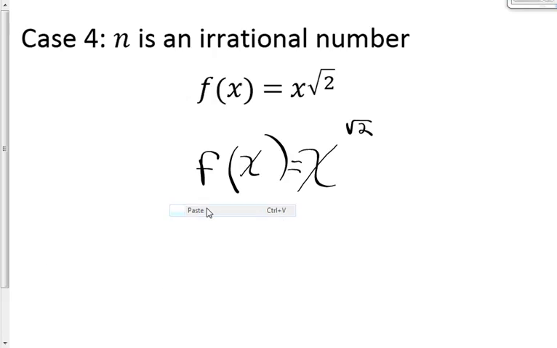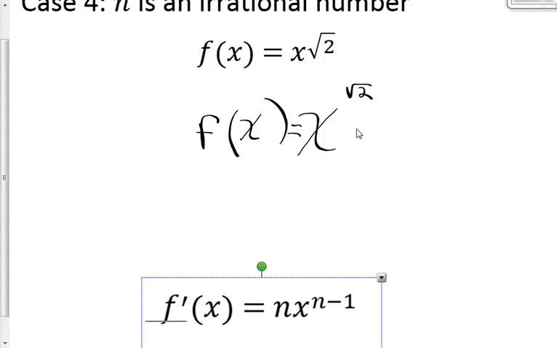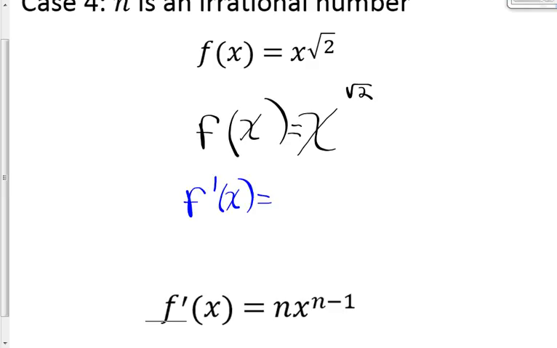Let's see. Here's the power rule again. The power rule says as long as n is a real number, all I have to do to find the derivative, f prime of x, is take n, make it the coefficient, so multiply out front by n, which is the square root of 2. And then I raise x to the power of n minus 1, which is the square root of 2 minus 1. Those are not like radicals. I can't subtract them. So I leave this as the final answer for the expression.